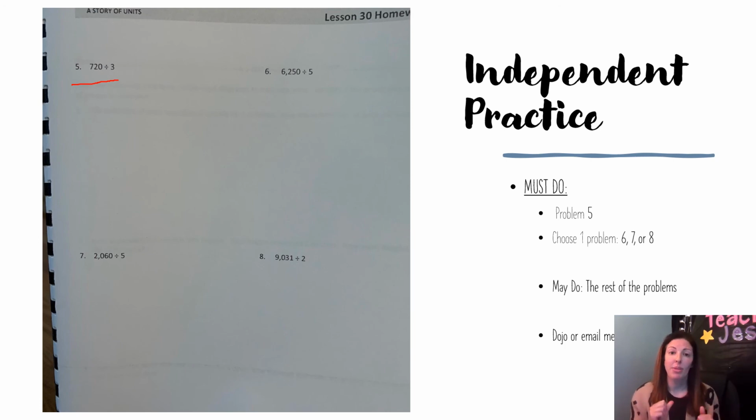You can email it to me or send it to me through Dojo. I want to give a shout out and thank you to those 4th grade friends who sent me their work last week. I was very happy to see those of us who were working on our math, and hopefully next week, or I should say this week, we get a few more friends to show me their work. So that's what I want you to work on right now.